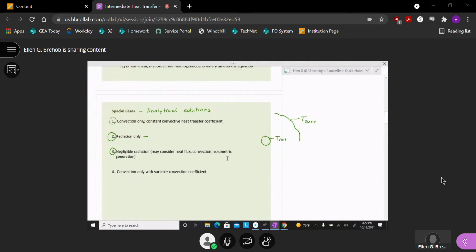And then the fourth one is convection with a variable convection coefficient. All right, so up here, H has to be a constant. Here, we allow H to be a function of a temperature difference. All right, so this one I think is useful, and I know I will talk about this a little bit more in an upcoming lecture. This one is usable for free convection.